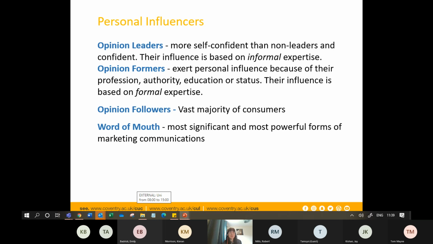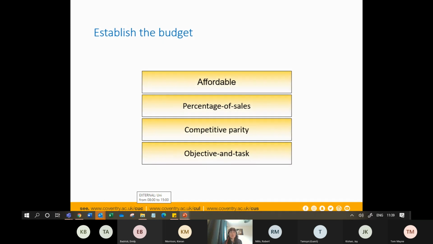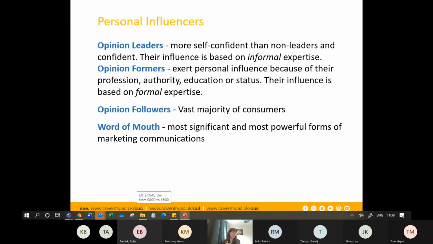And then word of mouth is the most powerful way. It's so much more powerful than advertising. It's so much more credible. A variation of this is electronic word of mouth, which is what we use digitally to share, to like things, to tweet about them. Electronic word of mouth is really where people are doing reviews on different websites, and that's where we need to be.